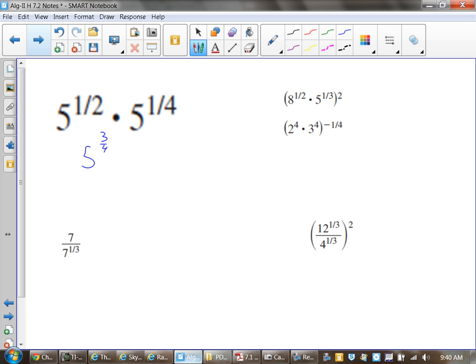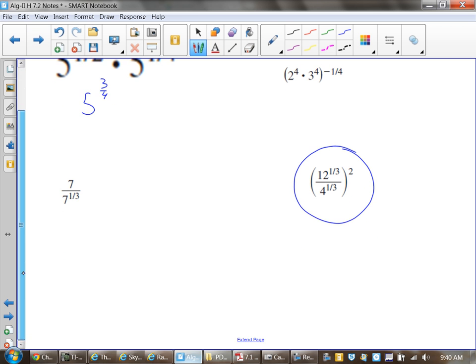Oh, well. Same thing works for when you're looking at something like this. I have 12 to the 1/3 over 4 to the 1/3, all squared. How would you rewrite that?